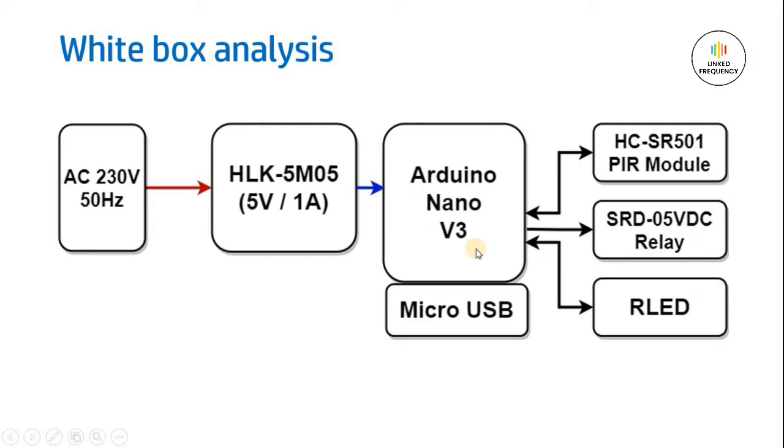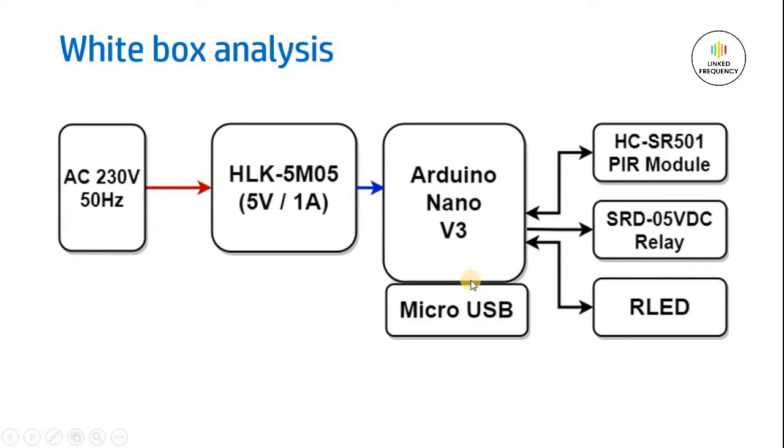So the Arduino Nano V3 uses the 5 volt at the VIN pin, and a micro USB is given to that development board so that you can program it however you want. And we are using an SRD-05VDC relay module for the entire switching application. I hope you remember that in our previous tutorial, we discussed how to create a 2-channel relay module using the same relay part number. We are going to use the same relay part number and circuit diagram to create one for today's application.